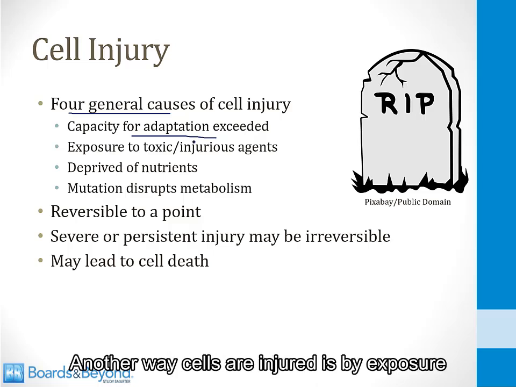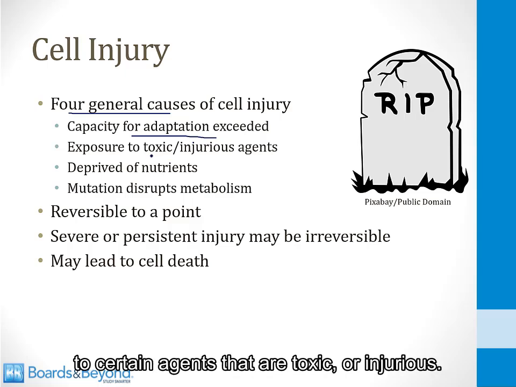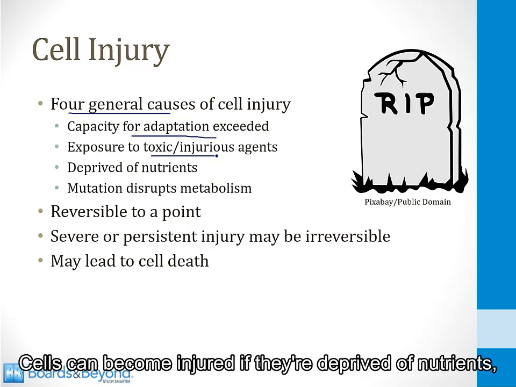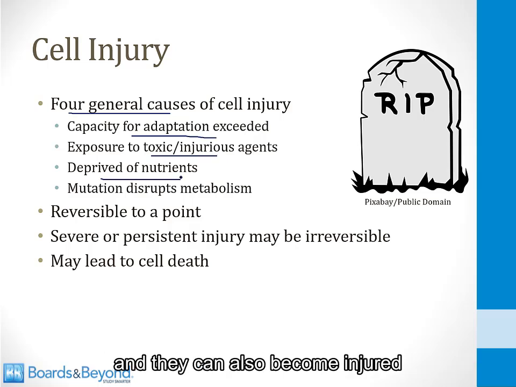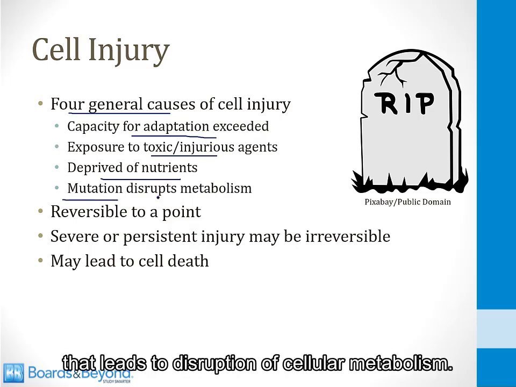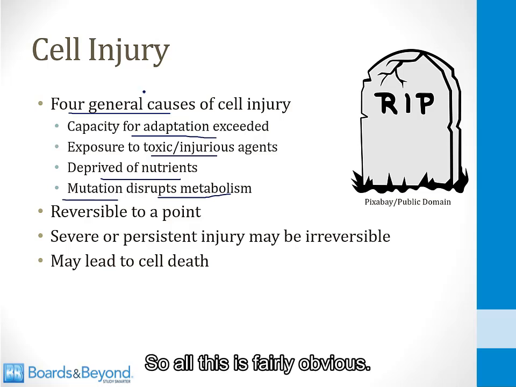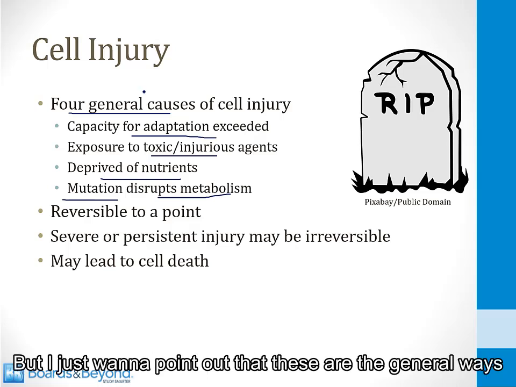Another way cells are injured is by exposure to certain agents that are toxic or injurious. Cells can become injured if they're deprived of nutrients, and they can also become injured if there is a genetic mutation that leads to disruption of cellular metabolism. So all this is fairly obvious, but I just want to point out that these are the general ways by which cells are injured.